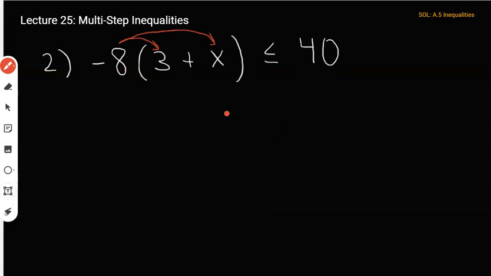But what I'm going to do right now for this one is I'm going to distribute the negative 8 to everything on the inside. So negative 8 times 3, that's going to give me negative 24. And then if I multiply the negative 8 by the x, I'm going to get negative 8x. But everything else stays the same. The less than or equal to symbol and the 40.